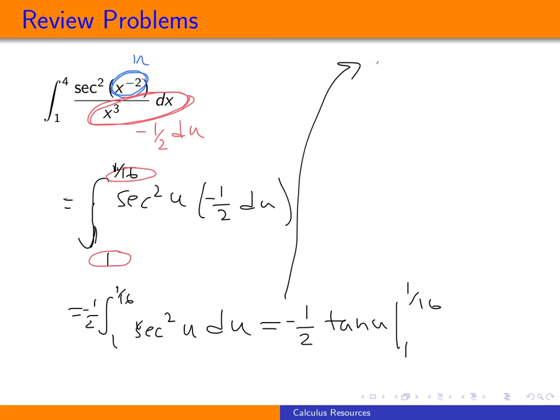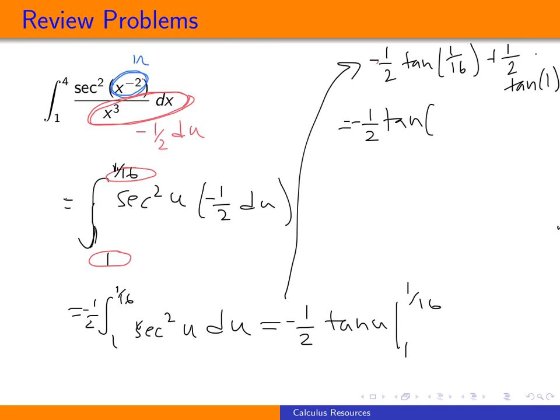So that's going to be negative 1/2 tangent of 1/16 minus negative 1/2, so that's plus 1/2, times the tangent of 1. Well, that gives me negative 1/2. I don't know what the tangent of 1/16 is. And I also don't know what the tangent of 1 is. Those are not my common angles. So this expression that we have written right here, that's our final answer.